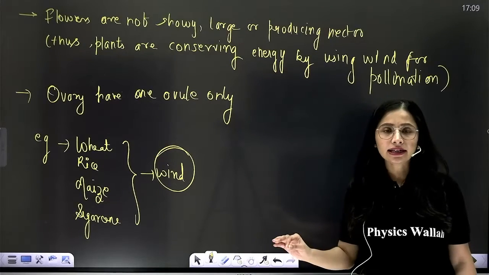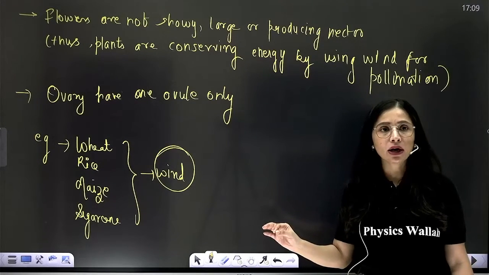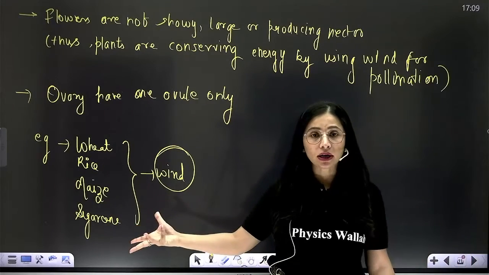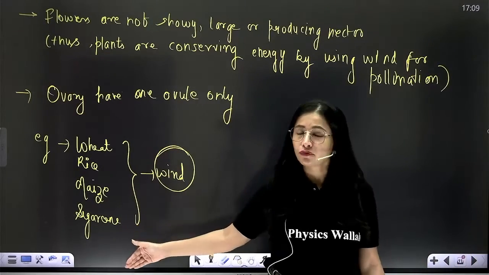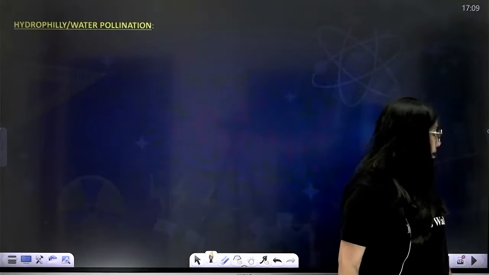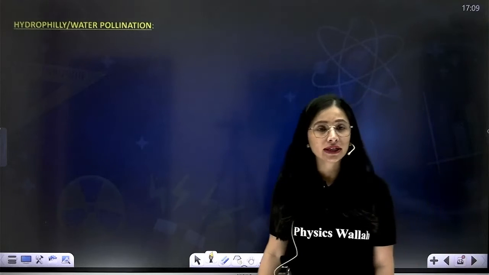Correct? Understood everyone? What is wind pollination and how are the characteristic features helping in wind pollination of the respective plants? Correct. Very good. Next is hydrophily, or water pollinating plants.